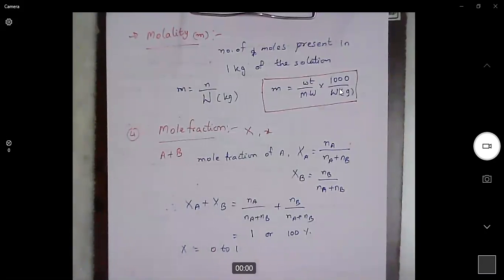So these four terms, molarity, normality, molality and mole fraction are used to represent the concentration.